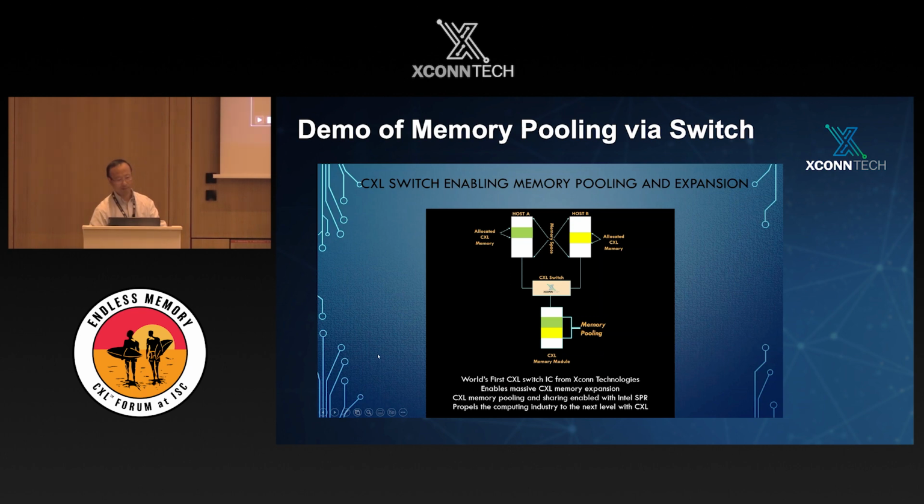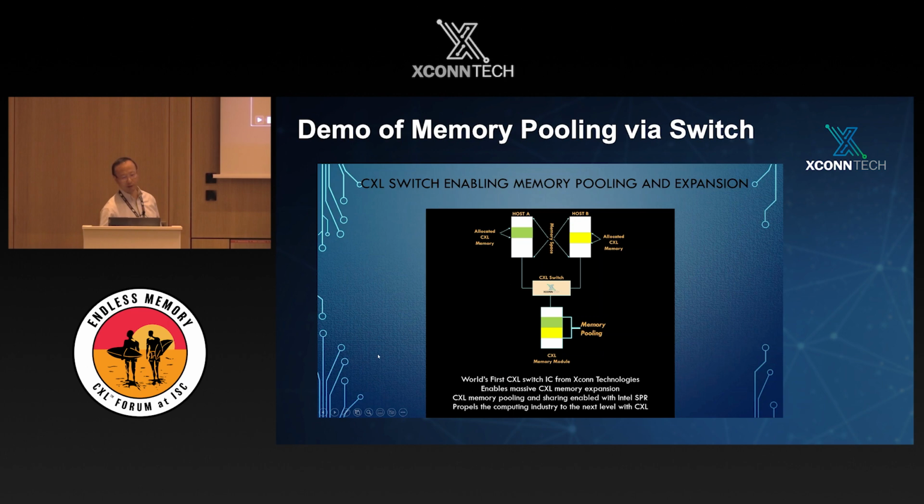We go to the next. We're running some test software. On this screen, the upper left side represents host A, and the lower left side represents host B. Both of these hosts can discover and locate the CXL memory module.